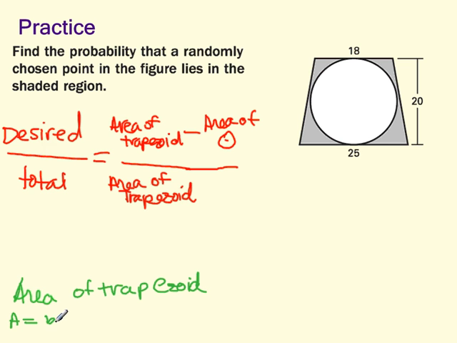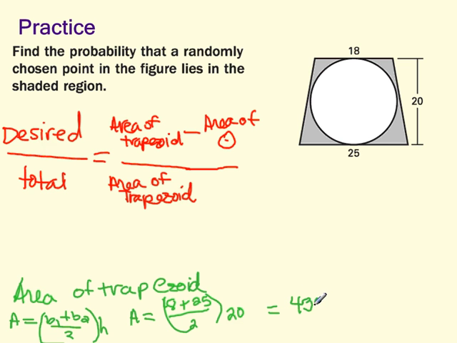Remembering our formulas from area for trapezoids, the area would be calculated by base 1 plus base 2 divided by 2, and all of this times our height. So we would have our base 1, which is 18, plus our base 2, which is 25, divided by 2 times our height of our trapezoid, the distance between the two bases, which is 20. This will work itself out to become 430 units squared.